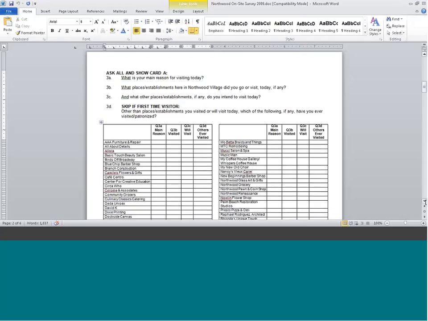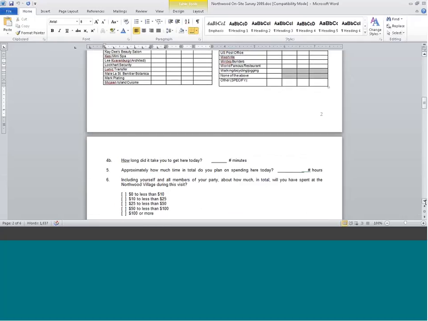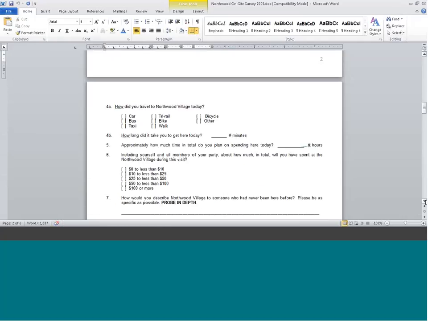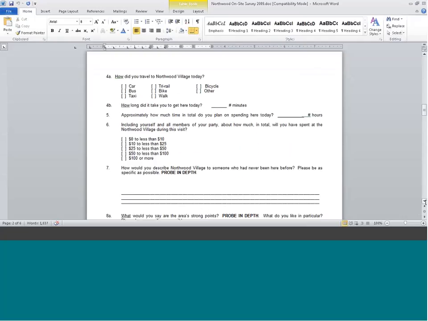So that is question 3. And again, what I was highlighting there is that there was a skip pattern there for first-time visitor, not first-time visitor. Okay. Now, generally speaking, most of these questions, as I said before, are closed-ended questions, right? You just pick from the list that is there.